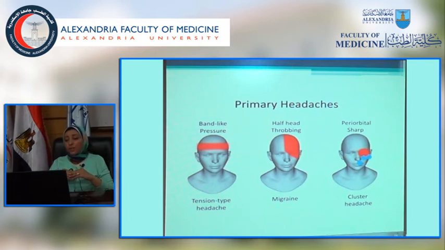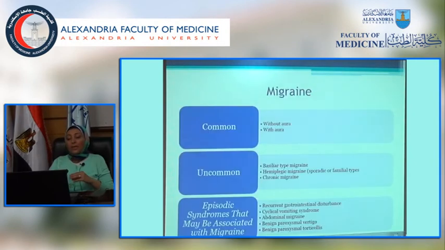But the most common type of primary headaches, which constitutes about 70% of primary headaches, is migraine. This is the most common type ever. Migraine has its own subtypes. The most common, and we see it most often, is the migraine without an aura. What is an aura? I think you have heard about the aura before when we were talking about seizures and epilepsy.